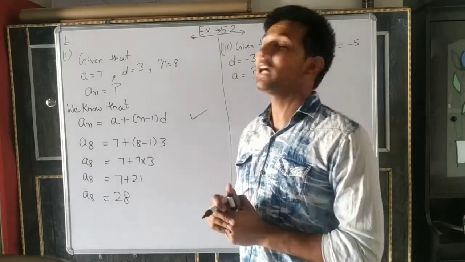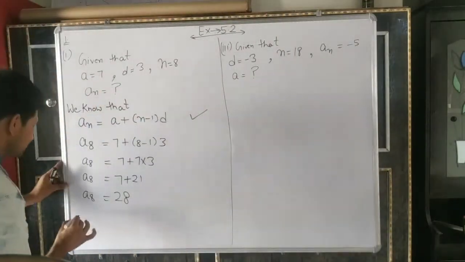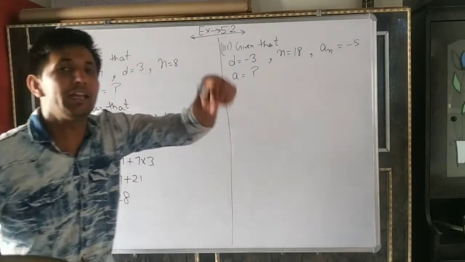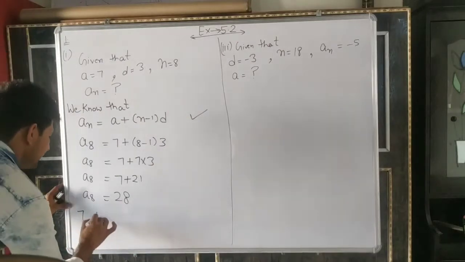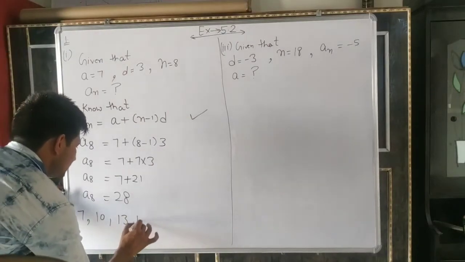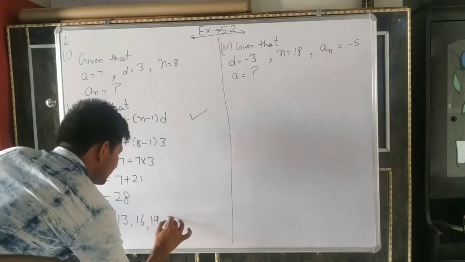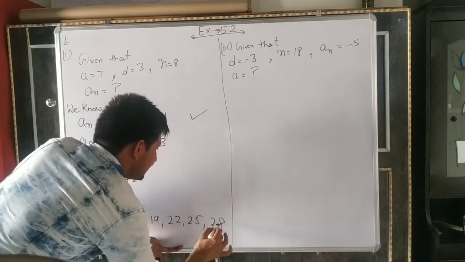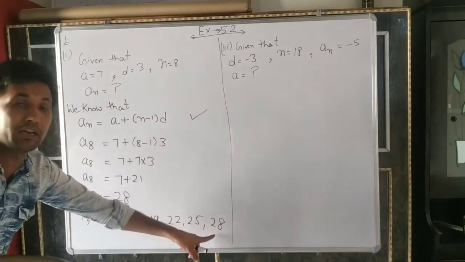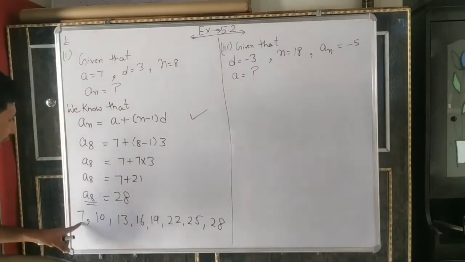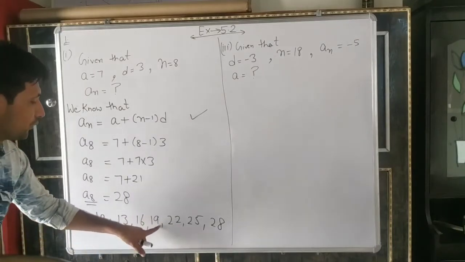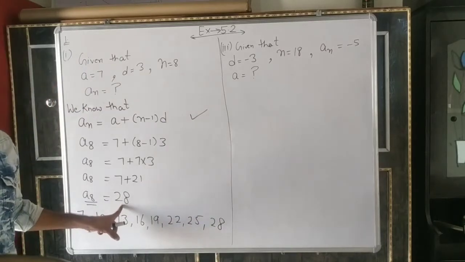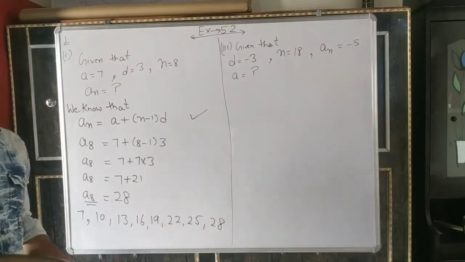You can verify also dear, because everyone knows a is 7. Next, d is 3. So every time we are adding 3. 7 plus 3, 10, 13, 16, 19, 22, 25, 28. Yes. Which term is 28? The 8th term. 1, 2, 3, 4, 5, 6, 7, 8. It is the 8th. Understand?